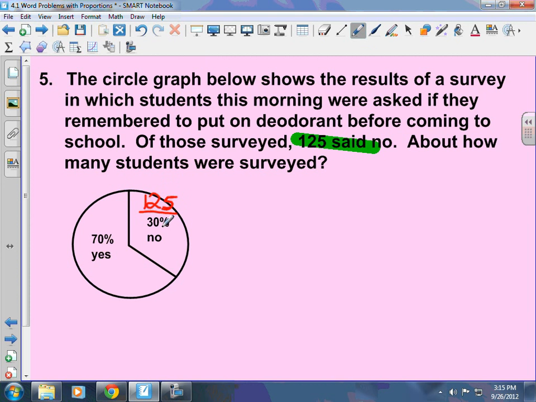So when you put that in the calculator, it must have the percent sign behind it. So I get 125 divided by 30% equals 416. Now it's 416.6, but we're talking people, so I just drop that off. It's 416. That is your total. That is your answer. Okay?